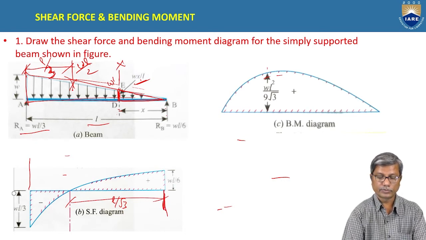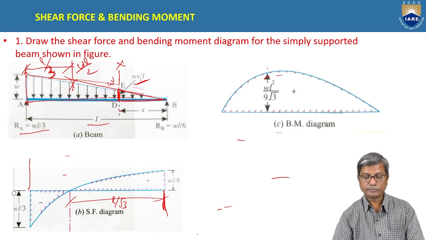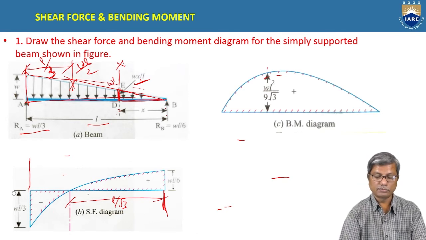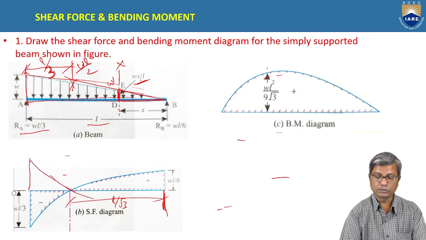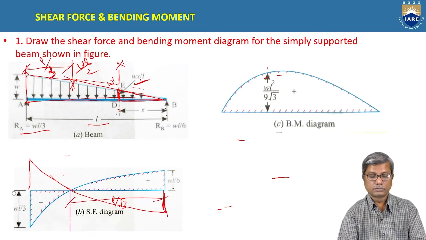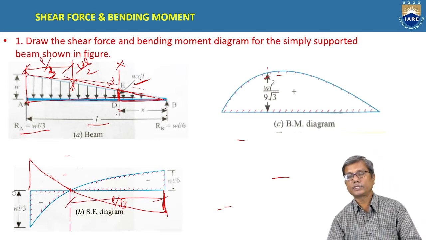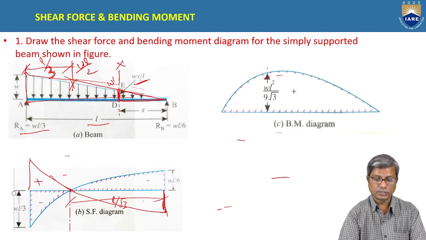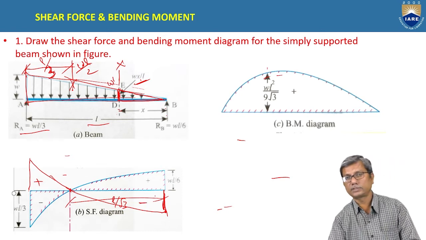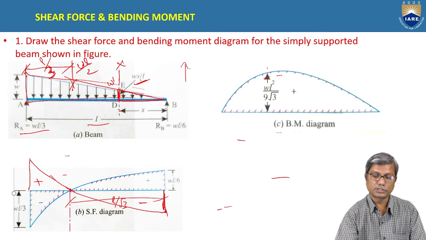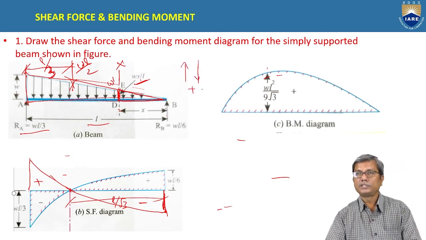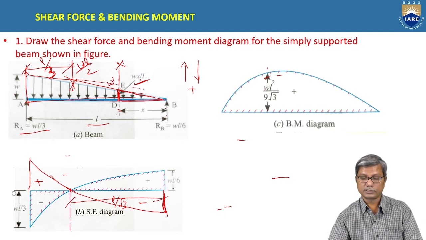Is this clear? And at a distance of L by root 3 you will have 0 shear force. Like this you will have our shear force diagram for our sign convention, which you have followed: left side upwards and right side downwards positive. With this sign convention we will get the shear force diagram like this.